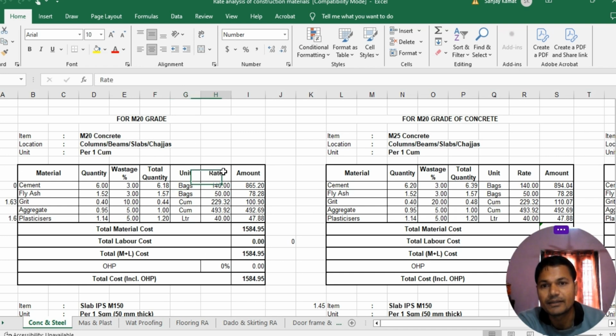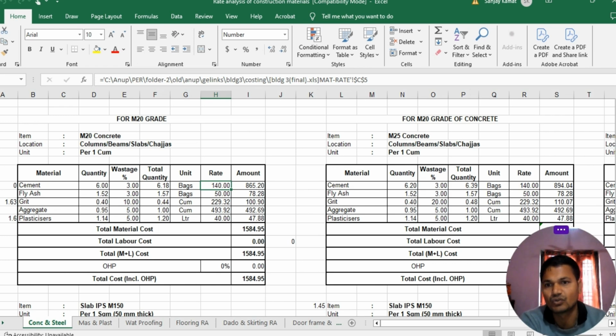Okay, and as for the rate, you can see the cement rate is 140. Then what will the total amount be? Here it has taken 6.18, so the amount will be 865.20.